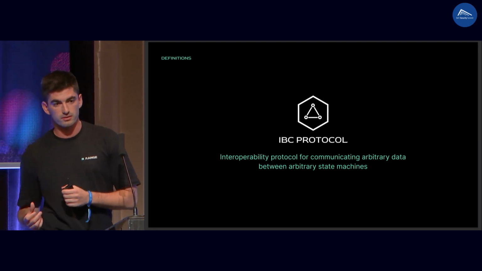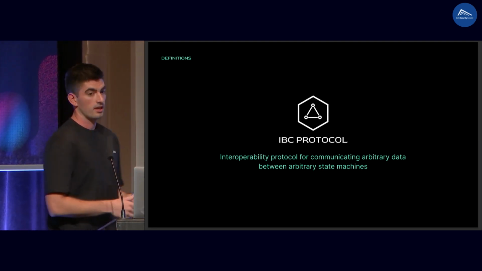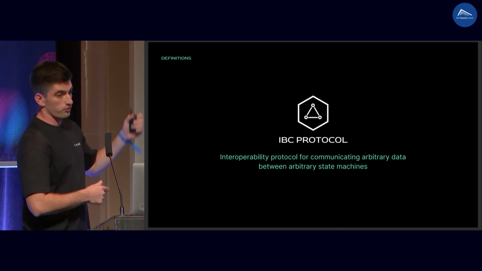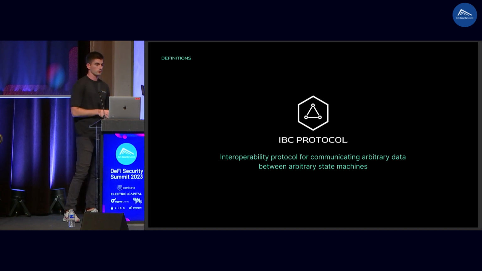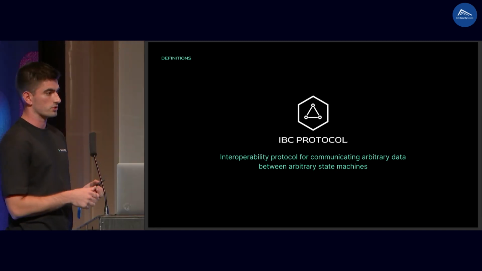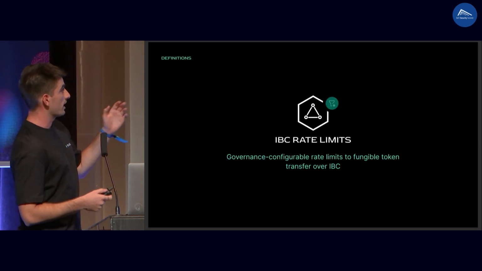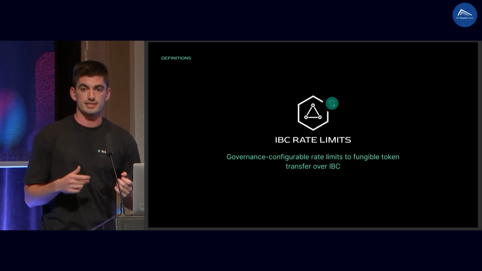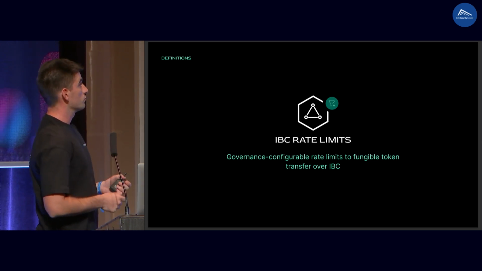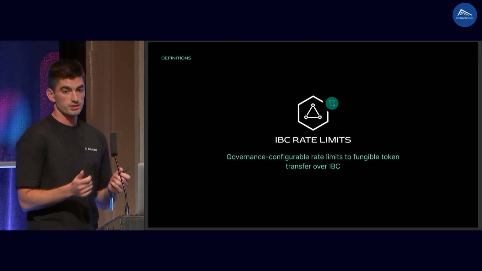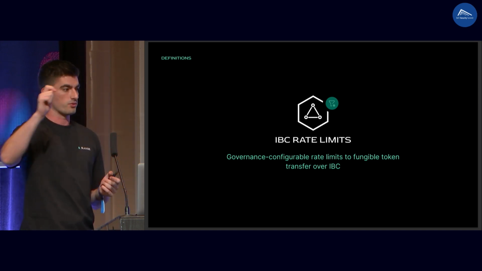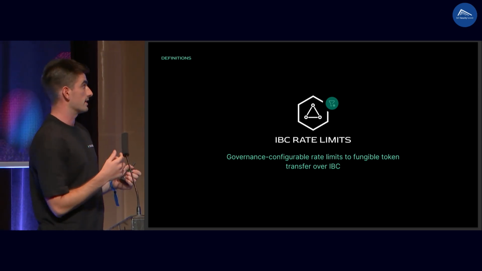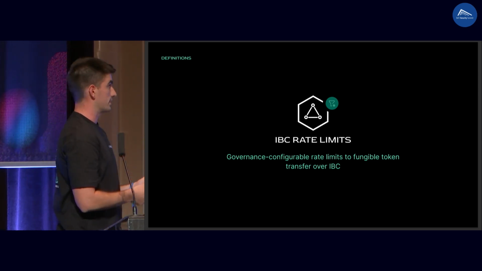So now we are going to step over the pond and go to the Cosmos ecosystem, and look at how we are handling this right now. For those that don't know, IBC is a trustless interoperability protocol that communicates arbitrary data between different state machines, initially built for Cosmos, but now these light clients have been ported to other ecosystems like Polkadot and Ethereum. And we have IBC rate limits, I think the first standard in the wild being used in production. These are governance-configurable rate limits for fungible tokens over IBC. This means, as a naive example, that a specific token A cannot be transferred more than 100 in the last hour in or out of a certain chain.